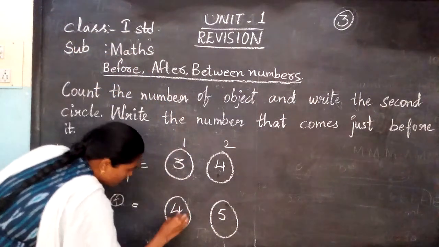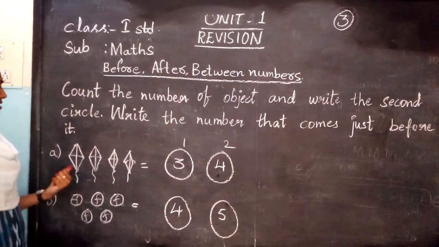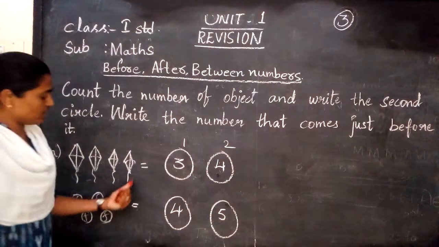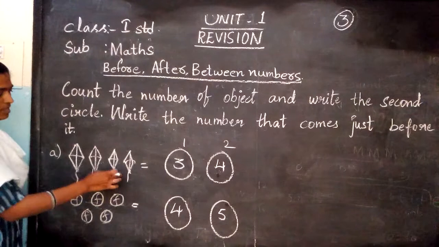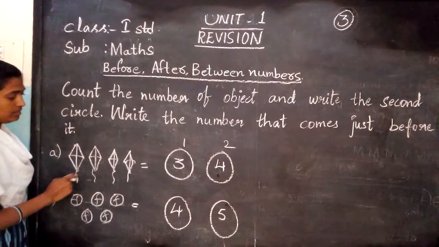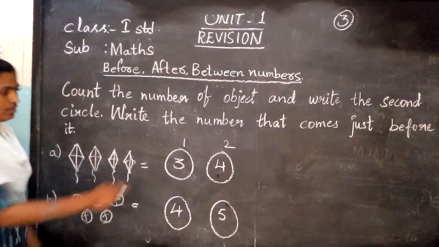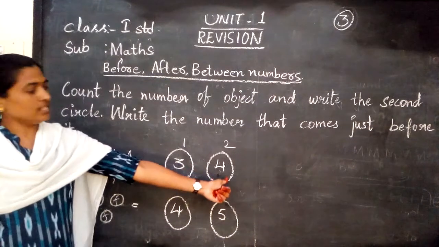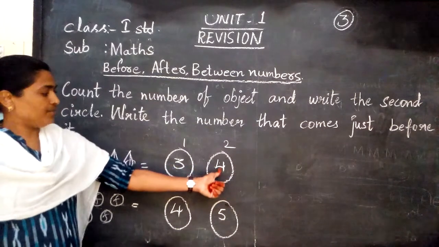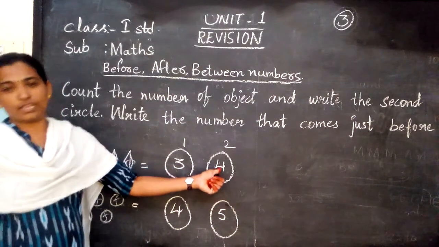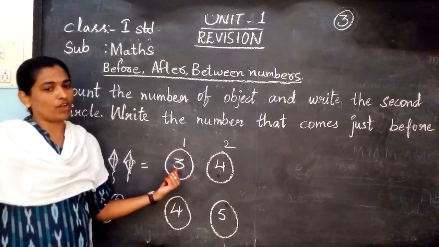5 before number 4. Again I will explain. Count the number of the objects; these pictures are the objects. How many objects are there? 1, 2, 3, 4. You have to write that 4 in the second circle. And in the second circle, what number is there? 4 is there. 4 before number, what will come?